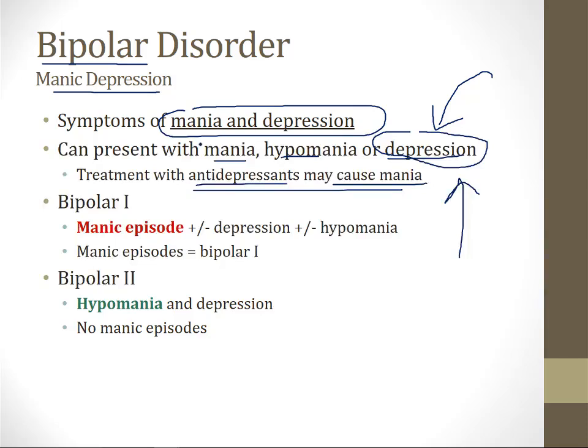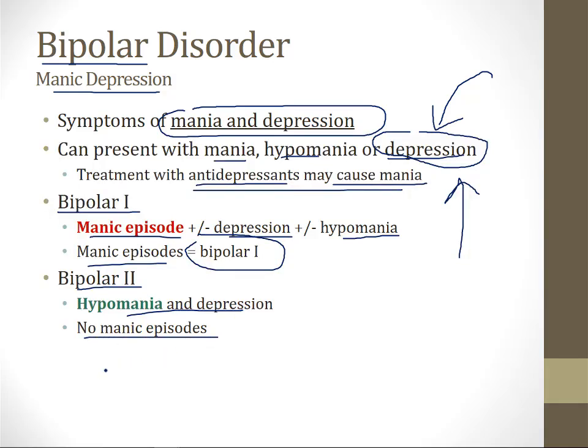We say that patients have bipolar disorder 1 if they have a manic episode plus or minus depression plus or minus hypomanic episodes. Any manic episode equals bipolar 1. That's the easy way to remember it. We say that patients have bipolar 2 disorder if they have hypomania and depression but no evidence of manic episodes.